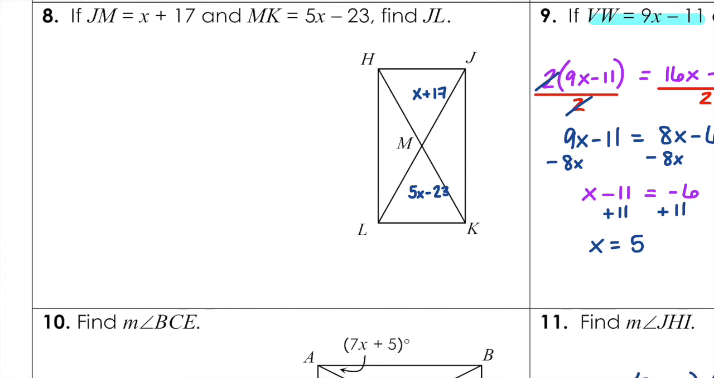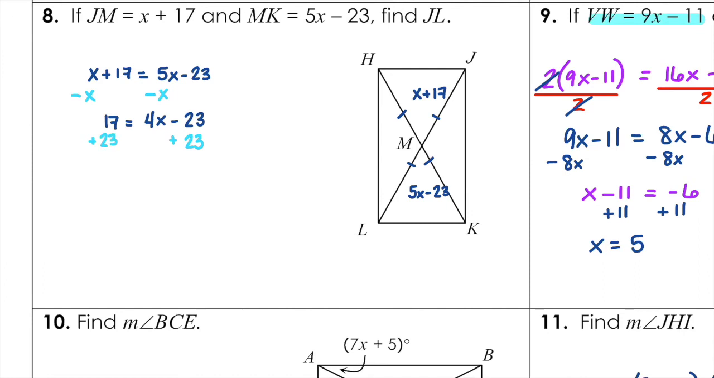So remember, all 4 of these pieces are going to be congruent. Because our full diagonal is congruent, thanks to our rectangle property, and then off the rectangle property, our parallelograms say, hey, those diagonals bisected each other. So it cuts it into 4 congruent pieces. You okay? All right. So we can just set them equal to one another. And then solve for x. Add 23.